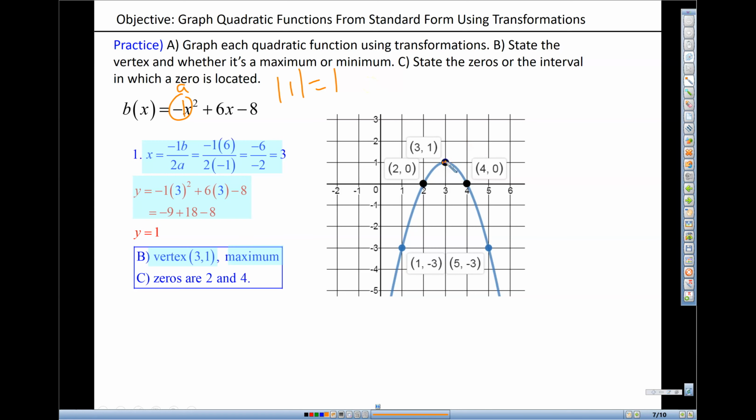So we graph 3, 1, here's our vertex. And then our 1, 4, and 9 all stay the same. This is 1, this is 4, and sadly this graph did not show the 9, but you should have shown the 9 as that next pair of points. All right, and then zeros, we can see the zeros are the nice whole numbers of 2 and 4.